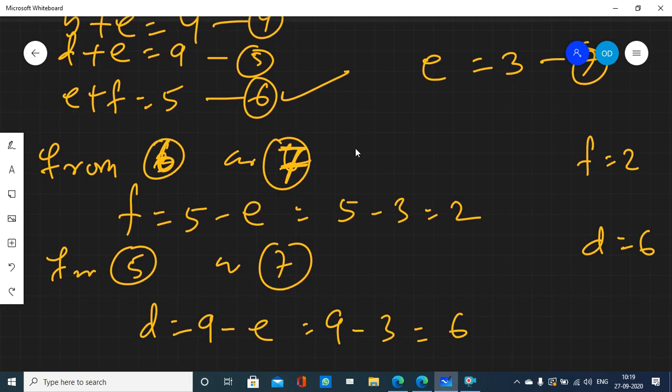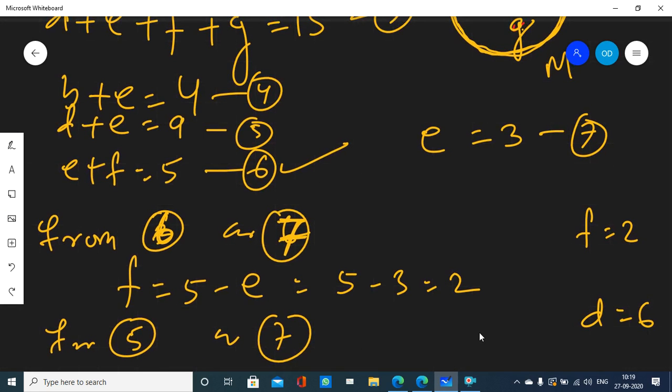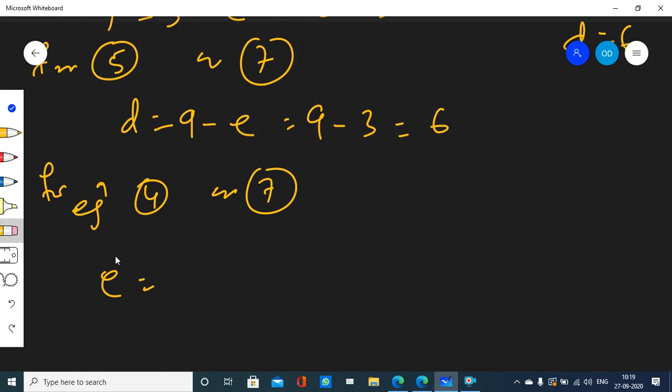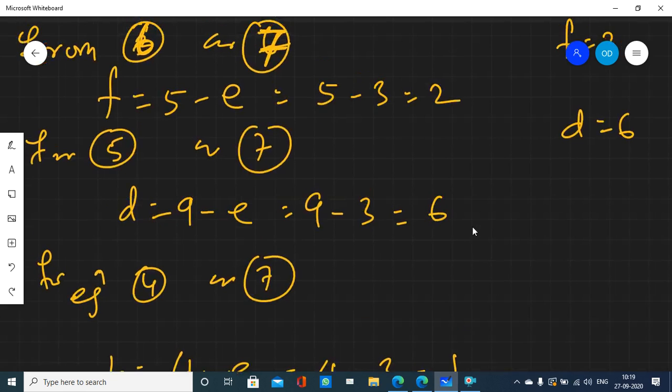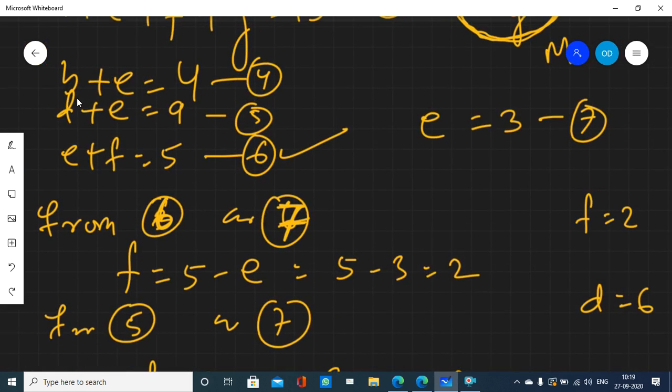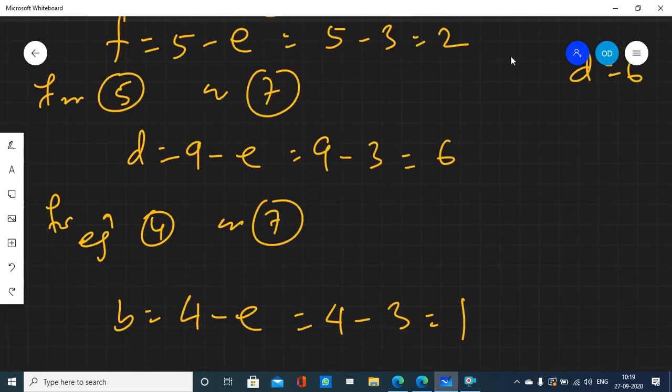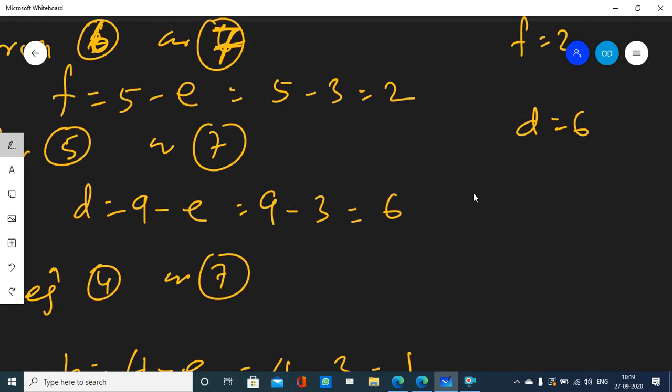Okay. Then from equation 4 and 7, equation 4: B plus E is equal to 4. B is equal to what? B is equal to 4 minus E, right? So 4 minus 3 is 1. Check it out: E plus B is 4. So B is 4 minus 3, get it? So the B value is 1.